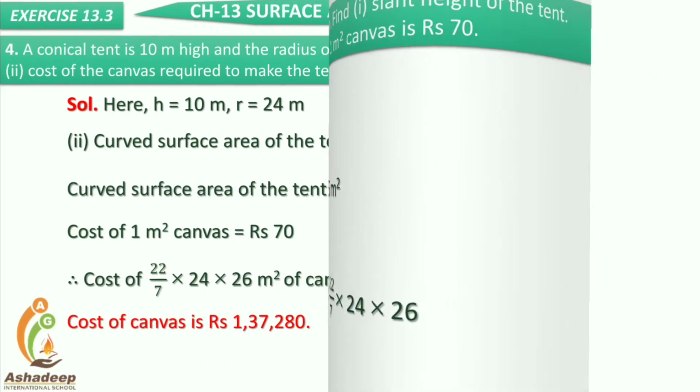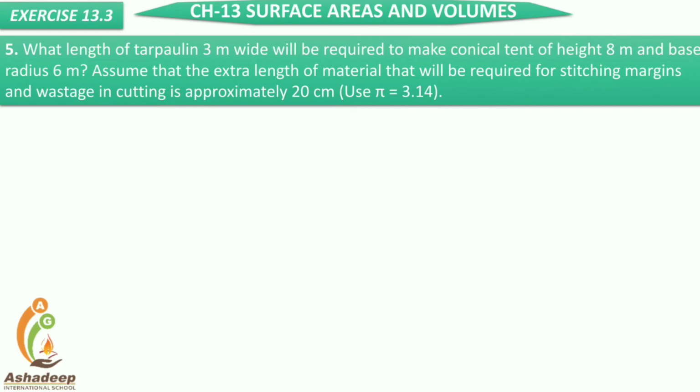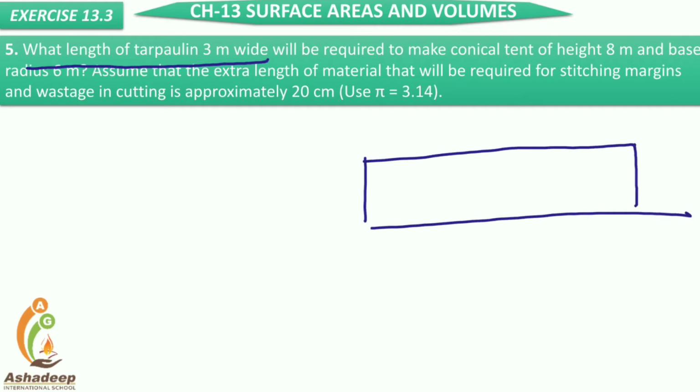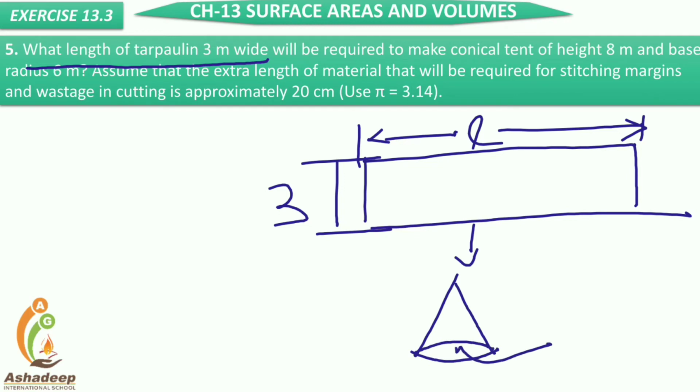So let's move on to the next question, and that is question number 5. What is the length of the tarpaulin? 3 meter wide. See, the tarpaulin is nothing but the cloth, right? So its width is 3. The width is 3, and we have to find out the length of the tarpaulin. So from this tarpaulin, we have to make a conical tent. But in the tent, we do not have the base, so we just have to consider the pi r l.